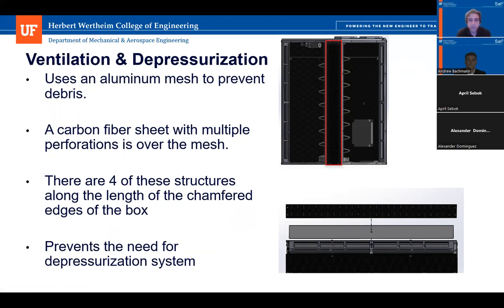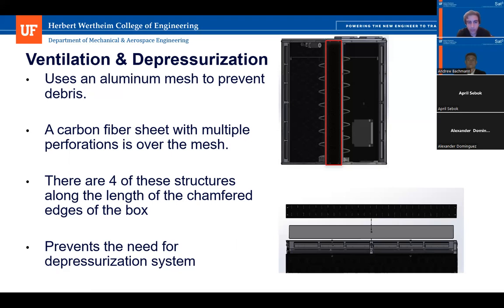The reason we have another carbon plate over the mesh is because the mesh provides very limited structural rigidity. What we did on the carbon fiber plate is that we drilled holes, so it doesn't render the aluminum mesh useless, and it's also one of the reasons for preventing the bigger particles from entering the CubeSat. There are 4 of these, which are located along the length of the chamfered edges around the CSD box.